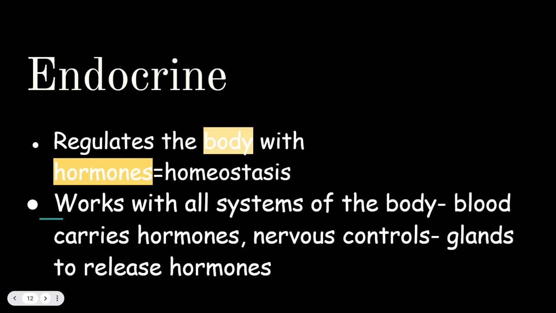do things that we like to do outside of school. So, homeostasis is a balance. Endocrine is working with to create this balance with hormones. Remember, hormones are carried through the blood because they're little chemical messages. The nervous system controls the glands and tells the glands when they're going to release those hormones.